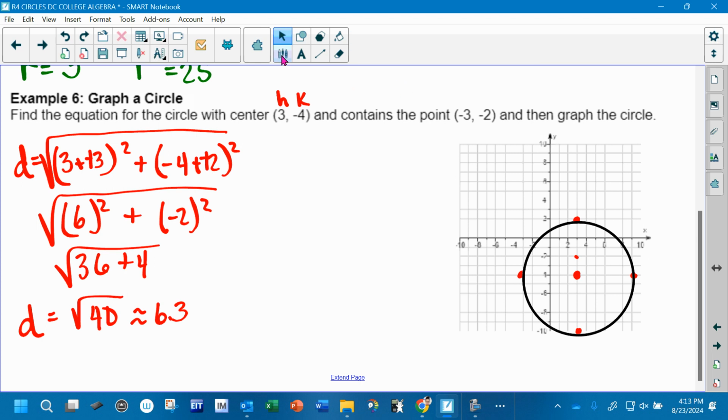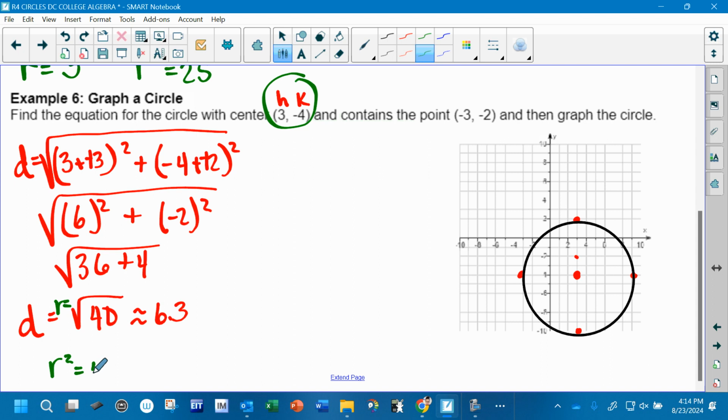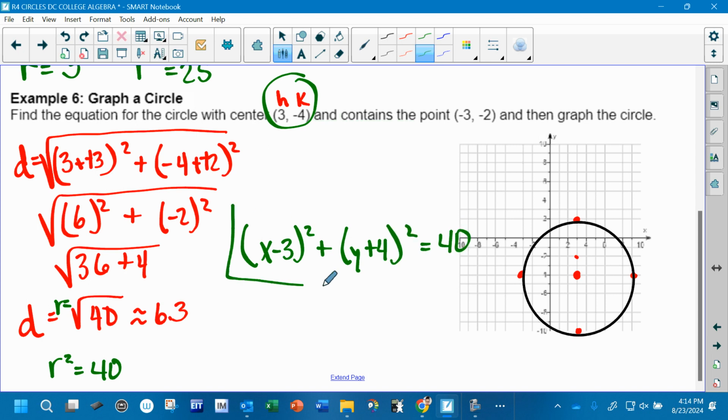All right, now, what is the equation? So the equation is going to be my center. So if my radius is square root of 40, then the radius squared is just 40. So I've got x minus 3 squared, y plus 4 squared equals 40. So anytime you find the radius, square it, and you get the radius squared for the equation.